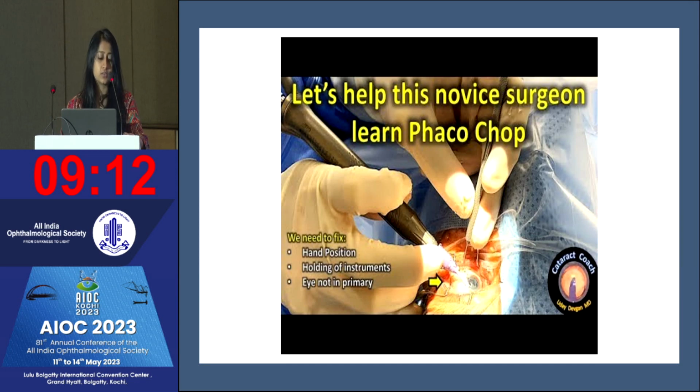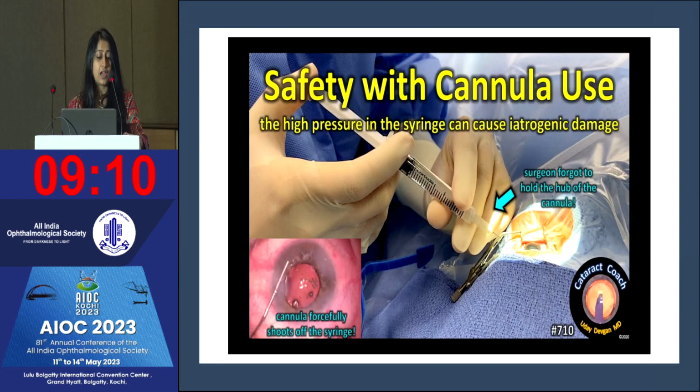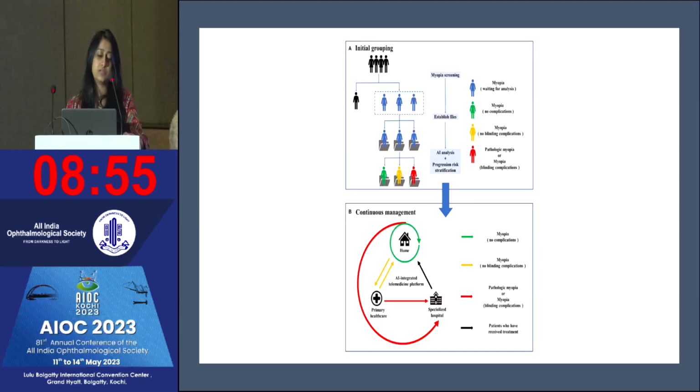Here you can see the eye is not in primary. The safety with the cannula use. The surgeon is not really holding the hub of the cannula. So these can be identified and these can be corrected. So you can actually put your surgeries through and assess whether you require any change or not, which can be covered by artificial intelligence.